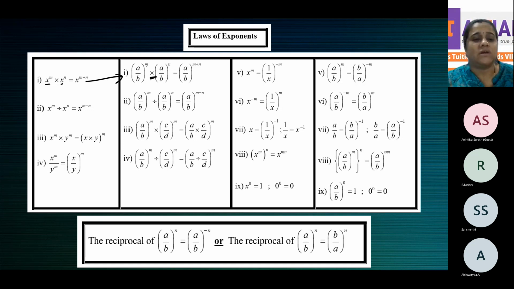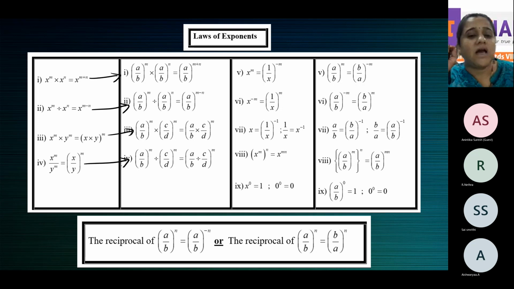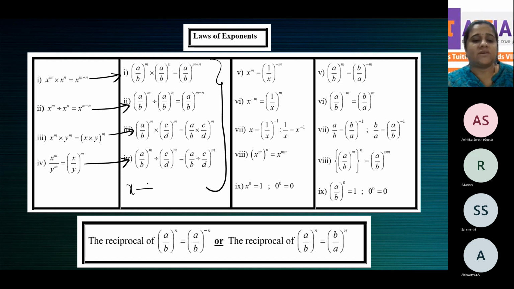the operation is multiplication. The powers are different, m and n. See, bases are same. The operation is multiplication. So write the same base once and add the powers, m plus n. Same thing. This goes with this. Except I have taken a by b for x and c by d for y. Same rule. Please observe these. That's all. Same rule.